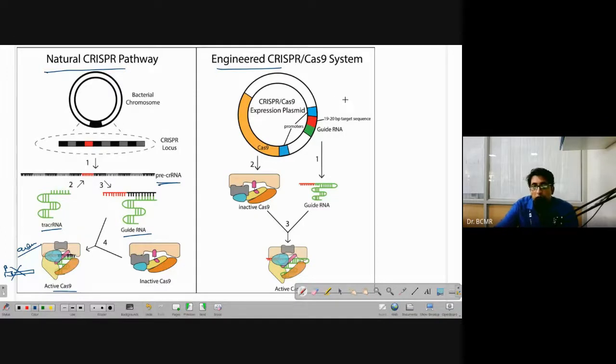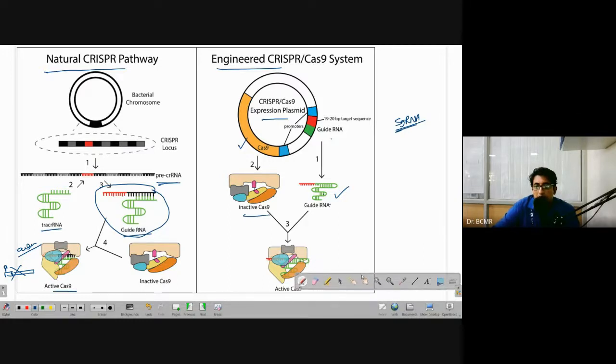Whereas in the engineered one, we have an sgRNA gene, which is single guide RNA. There is a gene for Cas9. This is a plasmid. Nowadays it's very simple to do as well. The expression of it will produce the single guide RNA, which will form a complex like this. And then when it binds with the Cas9, it becomes active Cas9 and ready to cleave the target sites.